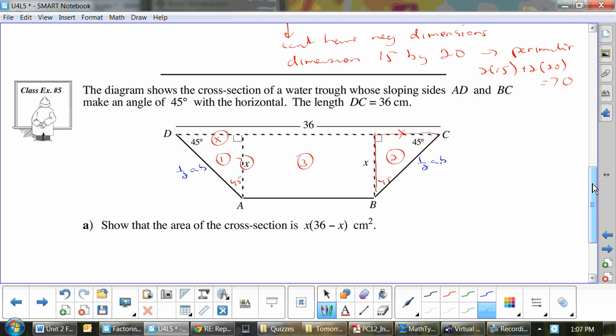Now this rectangle would be length times width. Now I know that my width is x already. What would the length of this rectangle be? Put up your hand, I don't want you to yell this one out. What would be the length of that line? Yep.